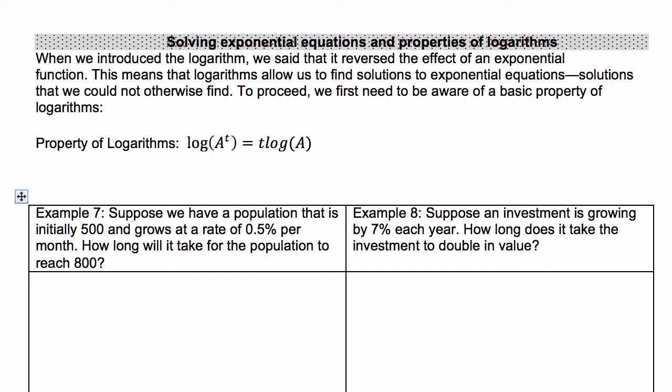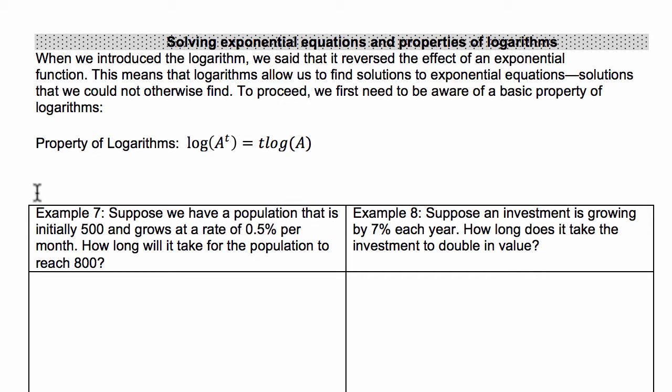The property is as follows: log of a to the t equals t times log of a. This means if we do not want the exponent t inside a logarithm, we are allowed to bring it outside of the logarithm as a factor in a multiplication problem. This property may look a little familiar to you.